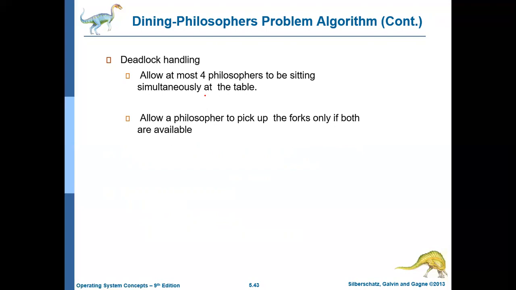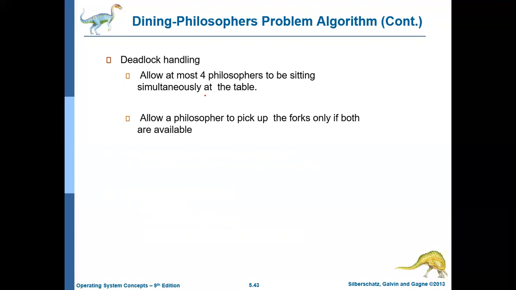The other solution is, you allow a philosopher to pick up the chopstick or fork only if both are available. The problem is created because every philosopher first picks the left chopstick, and then waits for the right chopstick. So before picking up any chopstick, he should check whether both chopsticks are available or not. Only if both are available should they be allowed to pick. Otherwise, they should not pick. That is the second solution.